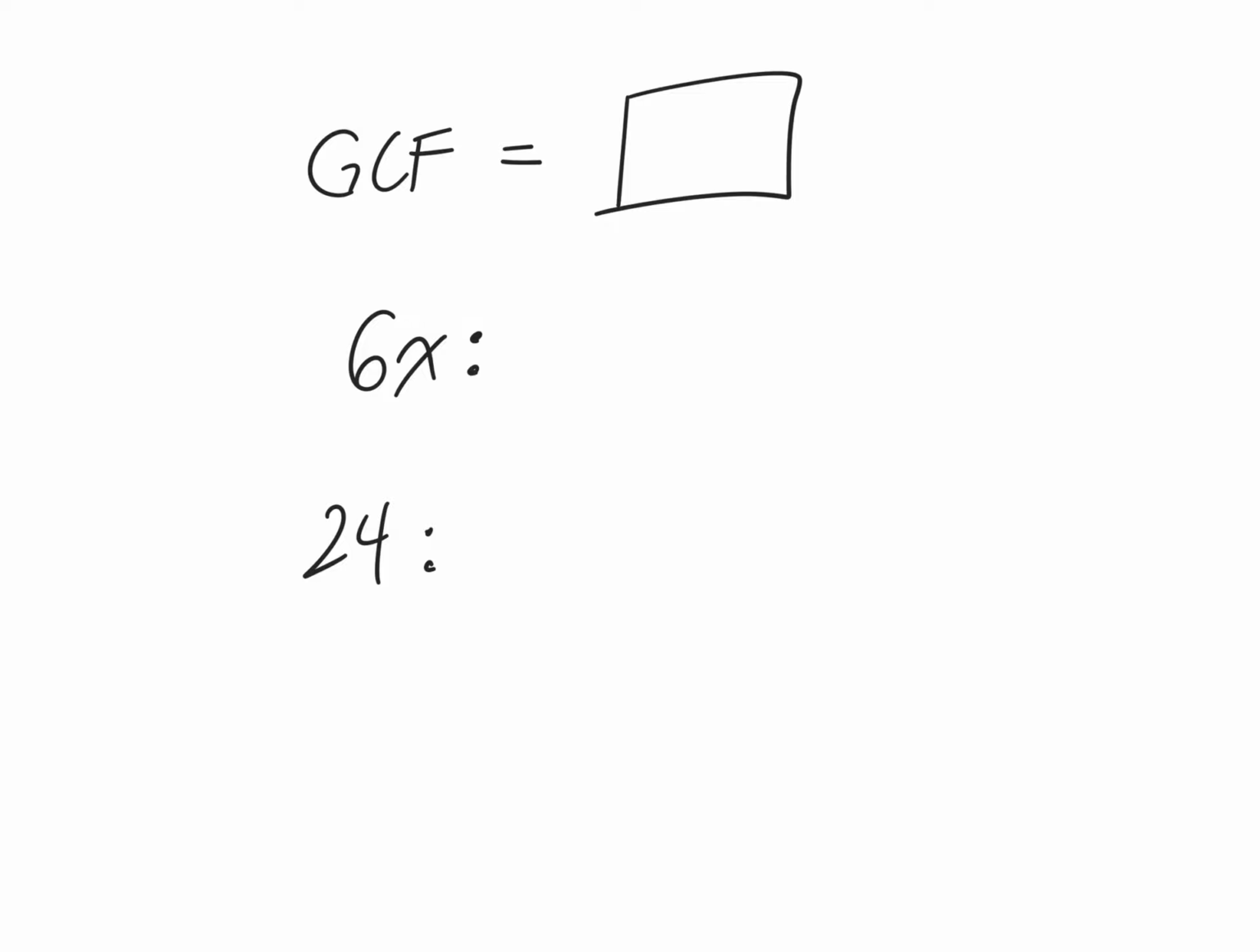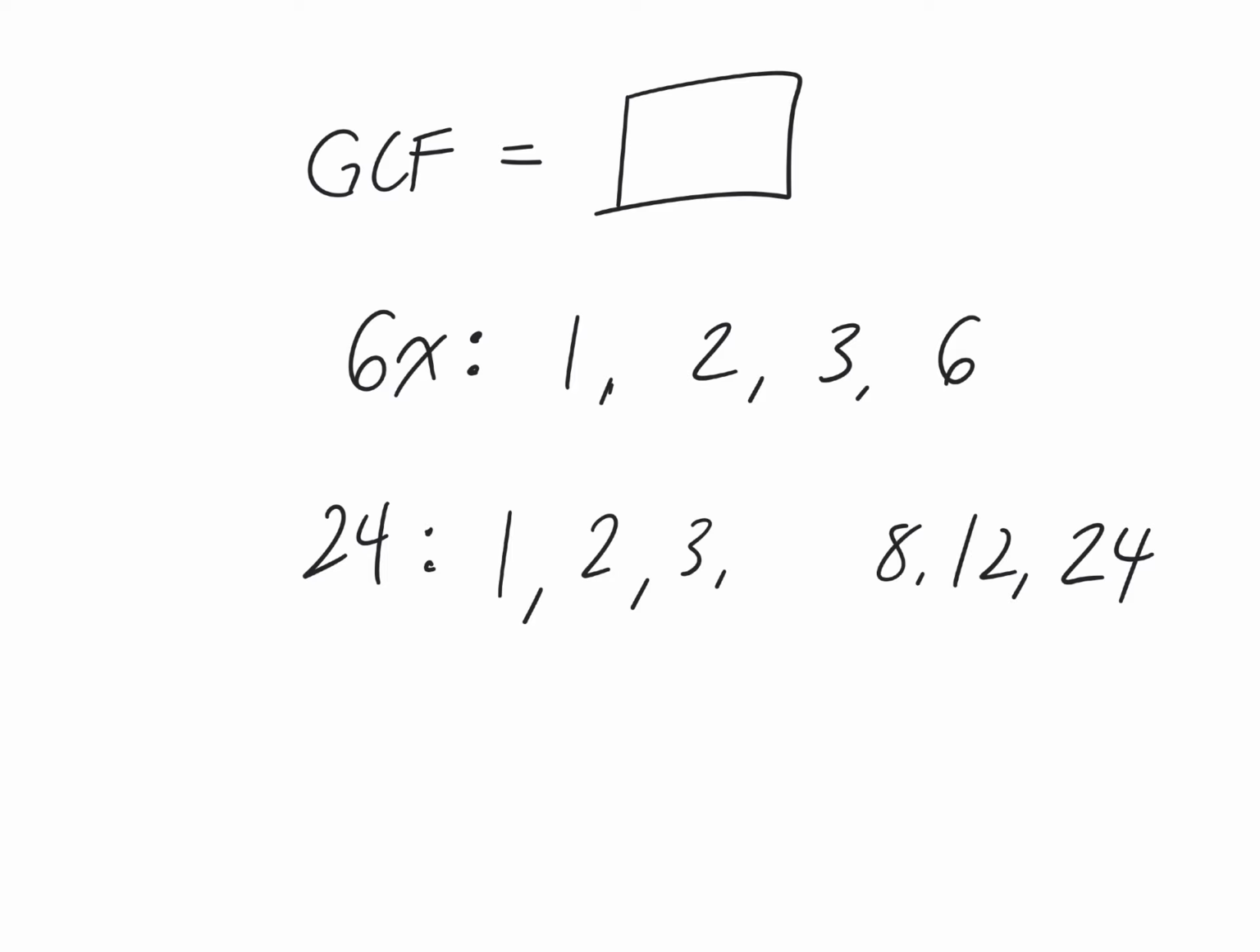Greatest common factor of 6x and 24. What are factors of 6? 1 and 6, 2 and 3. That's it, right? Factors of 24, we already did. 1 and 24, 2 times 12, 3 times 8, 4 times 6. What is the greatest common factor then? 6. Do they have an x in common? No. Only this one has an x.